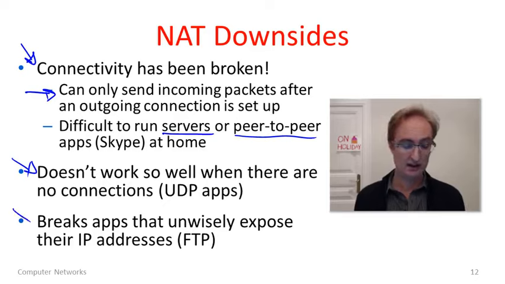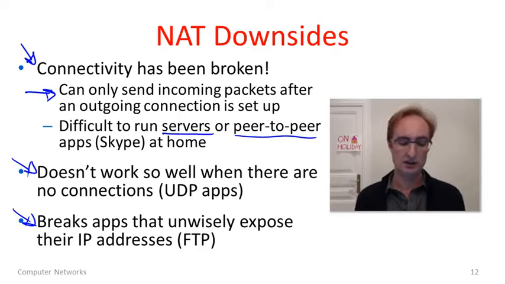It also breaks apps which somehow expose their IP addresses. The NAT box is translating between internal and external IP addresses. If the IP address is in the header, that's fine, but if you use any other mechanism to convey it, like you found out your IP address and put it in a packet and told someone, well, it's not going to be the right IP address by the time it gets to the other side, because the NAT box won't have translated it.